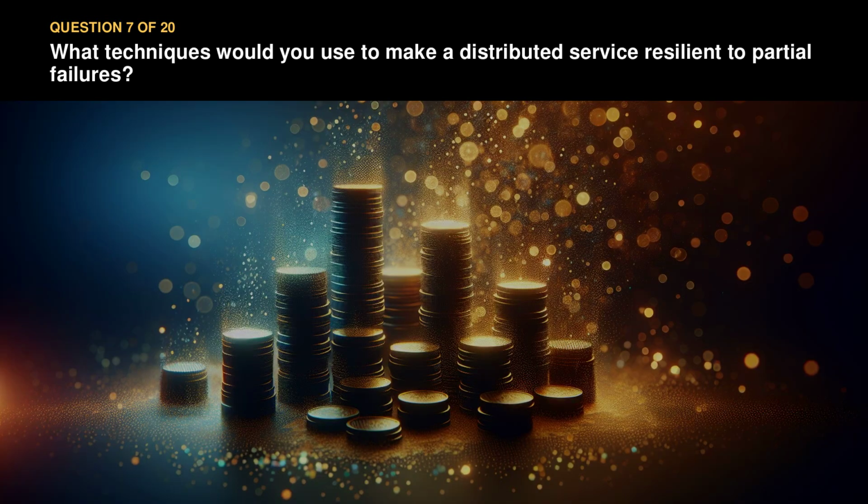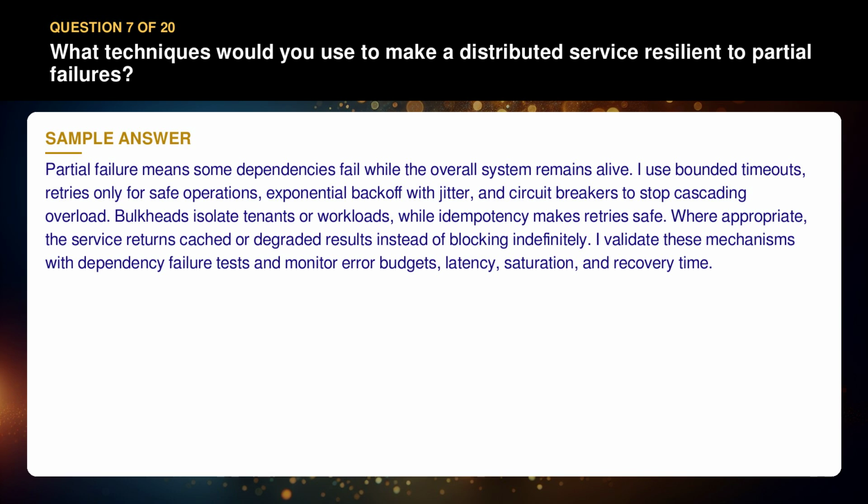Question 7. What techniques would you use to make a distributed service resilient to partial failures? Partial failure means some dependencies fail while the overall system remains alive. I use bounded timeouts, retries only for safe operations, exponential backoff with jitter, and circuit breakers to stop cascading overload.